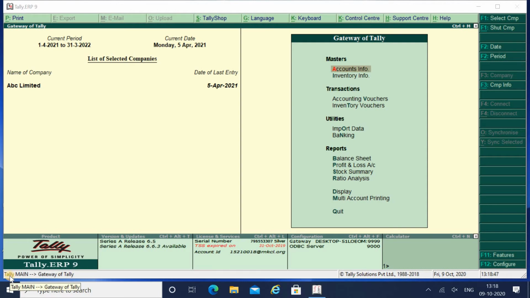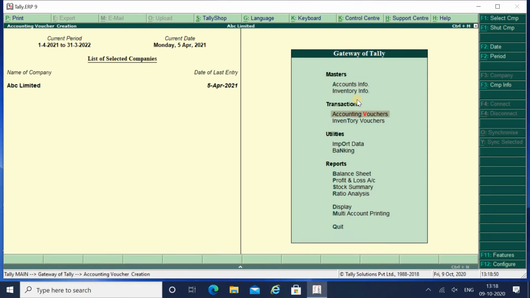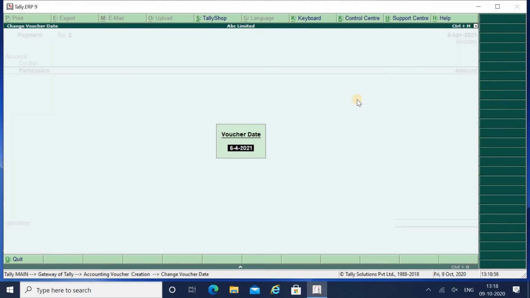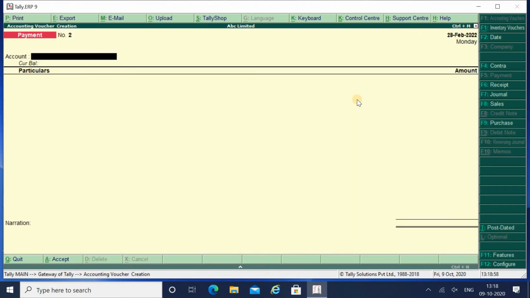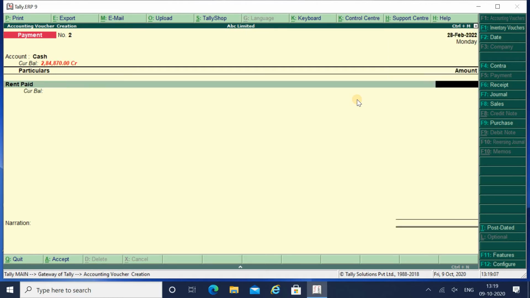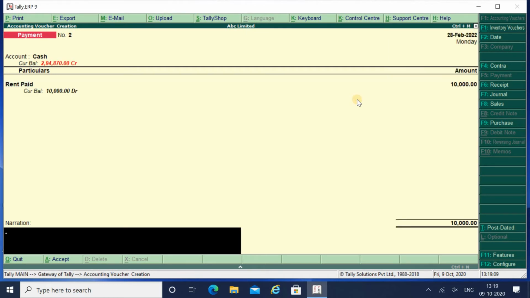Suppose I take an example of what exactly is rent and what exactly is rent payable. Let's take the example that on 28th February, you are making a cash payment of rent, 10,000 rupees, being rent paid for, I would say, January. You can make it on any date which is mutually understood between you and your landlord. I made this payment on 28th February.